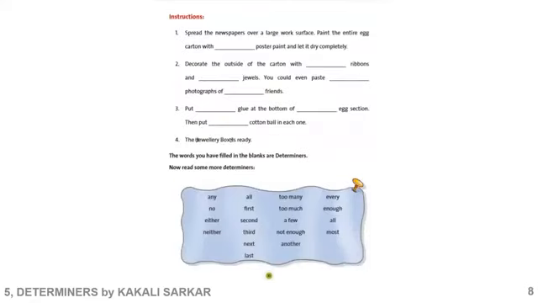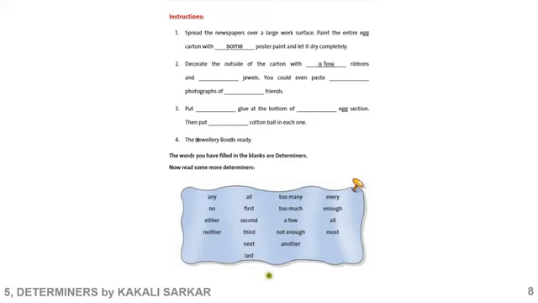Now, the instructions to make the jewelry box. Here we have to use determiners using our common sense. The first one: spread the newspaper over a large work surface. Paint the entire egg carton with dash poster paint and let it dry completely. We have to assume how much poster paint we might need to paint the entire egg carton. So we can use some poster paint. Number 2, decorate the outside of the carton with dash ribbons. We can use a few ribbons.